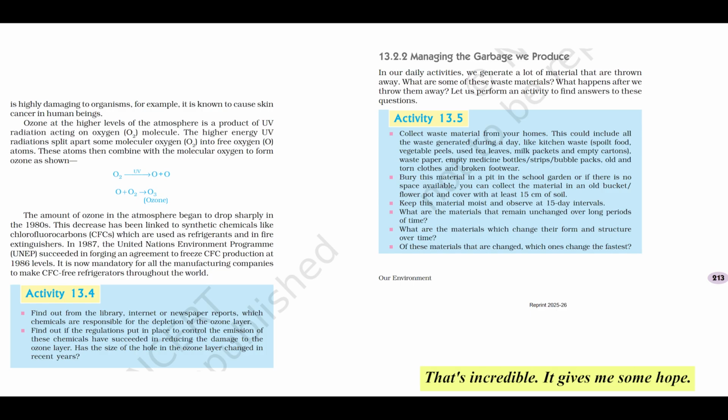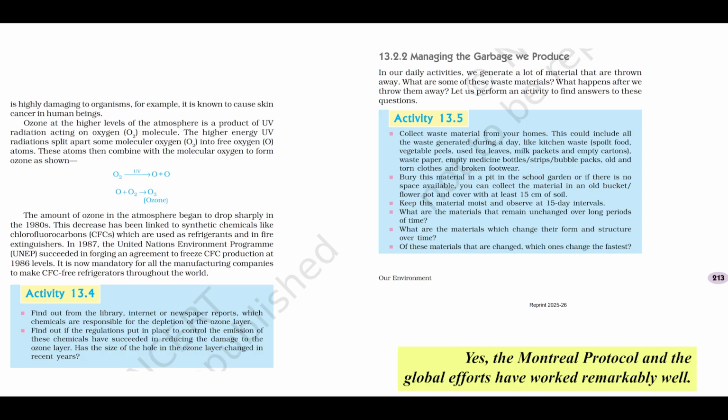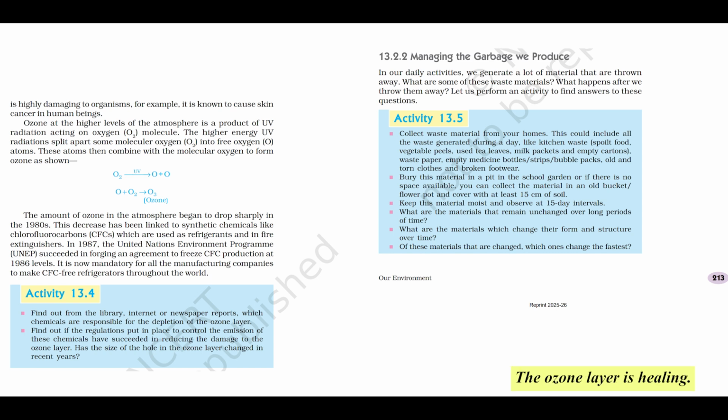That's incredible. It gives me some hope. So, did these efforts actually work, Guruji? Has the ozone hole started to shrink, or is the damage already done and it's too late? I've always wondered about the actual outcome. That's the really encouraging part. Yes, the Montreal Protocol and the global efforts have worked remarkably well. It's a fantastic example of what can be achieved when science informs policy and nations cooperate. The ozone layer is healing.